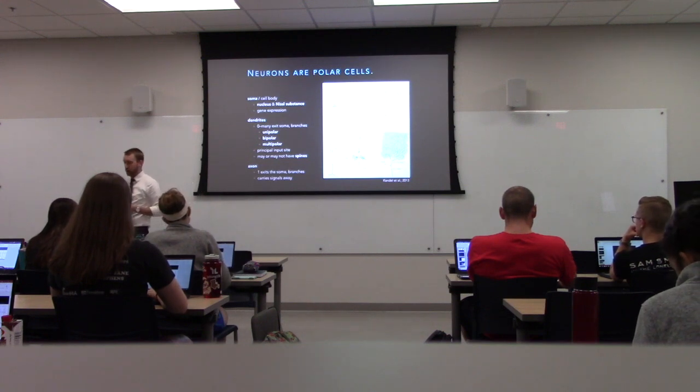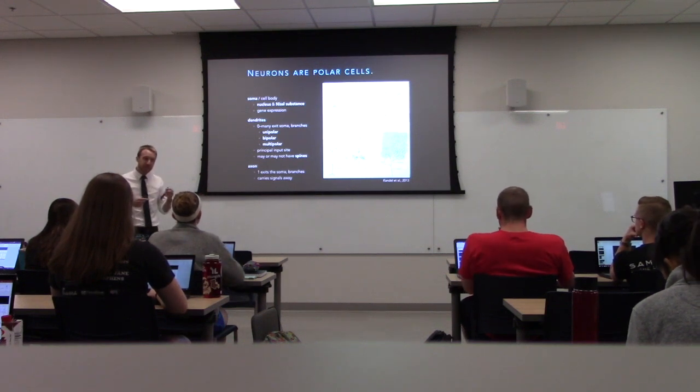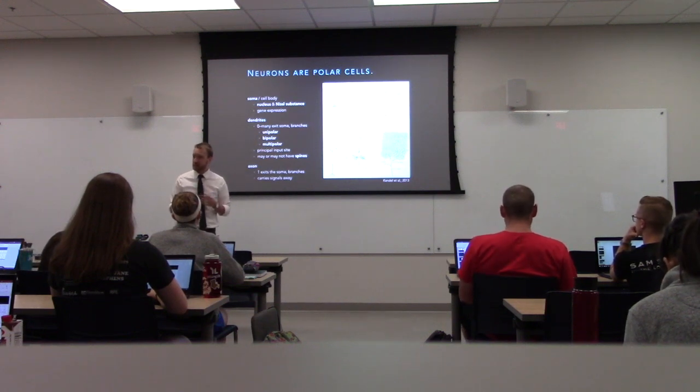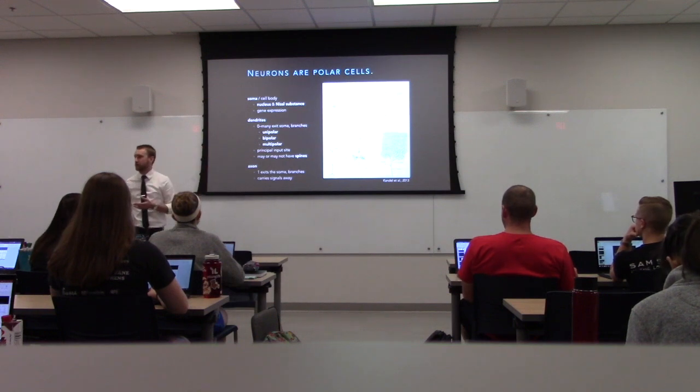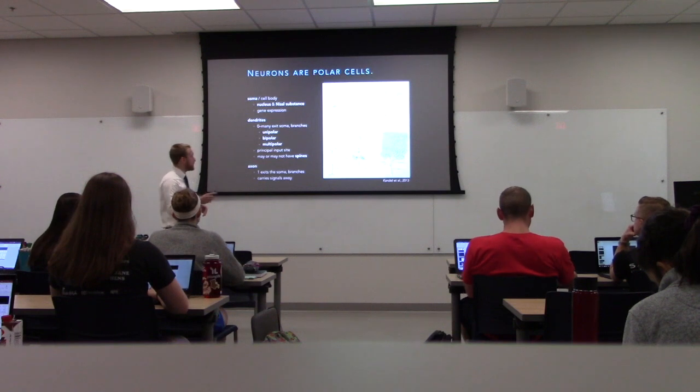Communication requires both. If you've ever tried to have a conversation with someone who doesn't listen, it doesn't work very well. And the same thing's true if they never respond. So there has to be a back and forth. There has to be an input and an output in order for communication to work properly. And neurons have both of those. Those ends would be the dendrites and the axon.